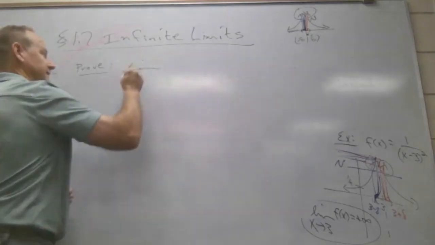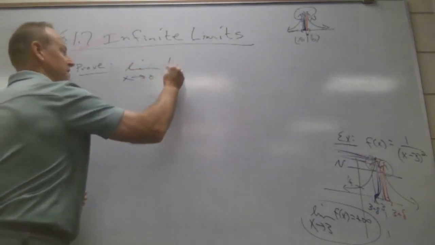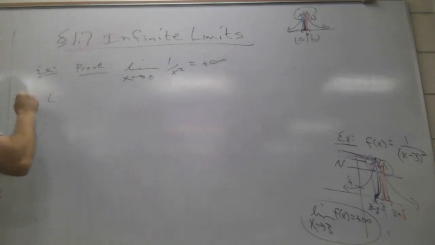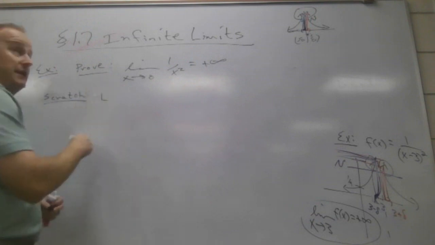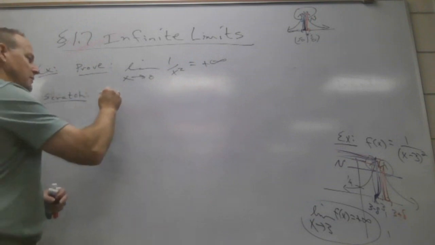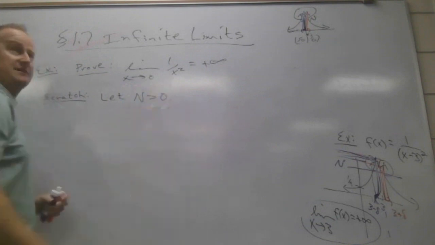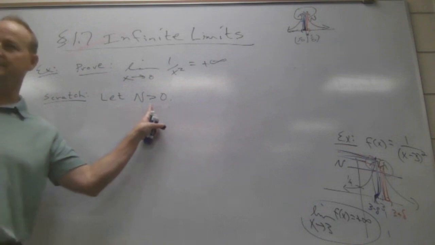All right. Limit as x approaches 0 of 1 over x squared equals positive infinity. How are we going to do this? What did we do? So we needed scratch work, right? Didn't we do scratch work? So we had let and then find. Let what? It used to be let epsilon be greater than 0, but now what are we doing? Let n be some big number. That's how you say that term in words.